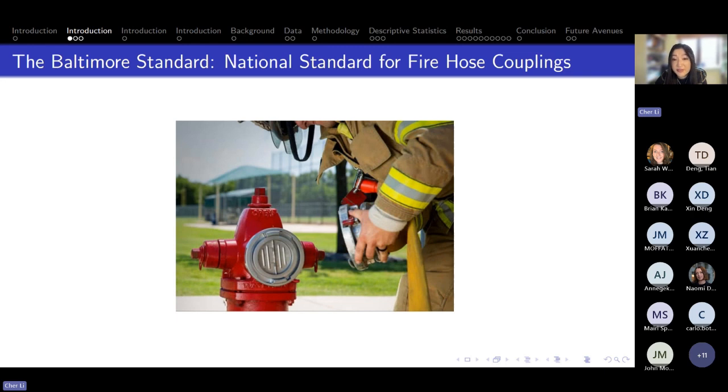A year later, the National Fire Protection Association set a national firehose standard, which specified a 2.5-inch connection with 7.5 threads per inch, if you like the details. This is the Baltimore standard, which is still in use today. Of course, this wasn't just about fire safety. It was also about compatibility, efficiency, and ensuring that systems work together.